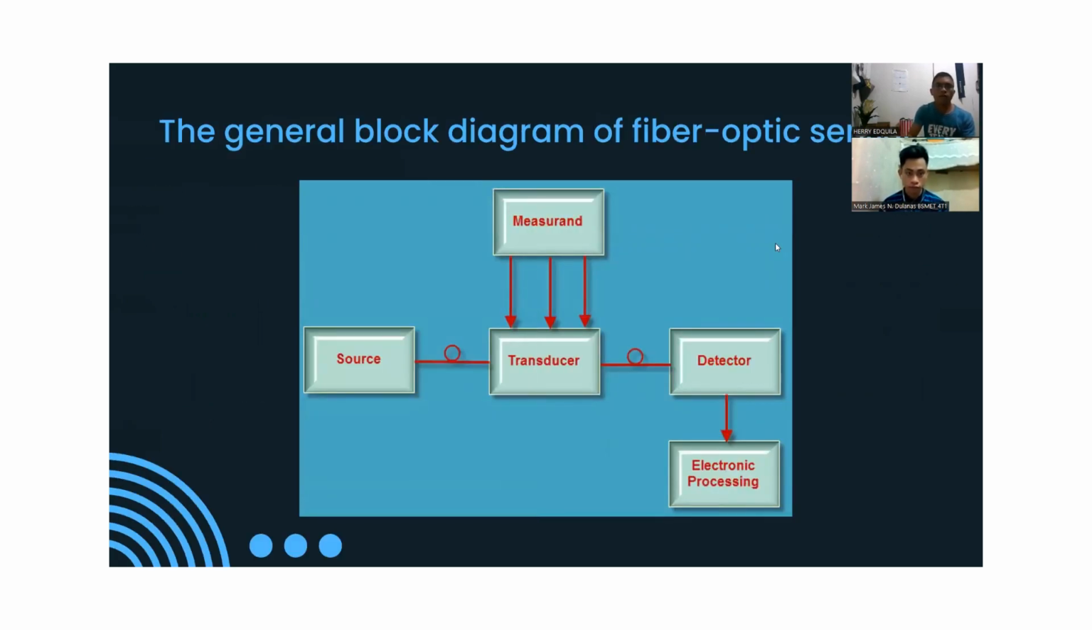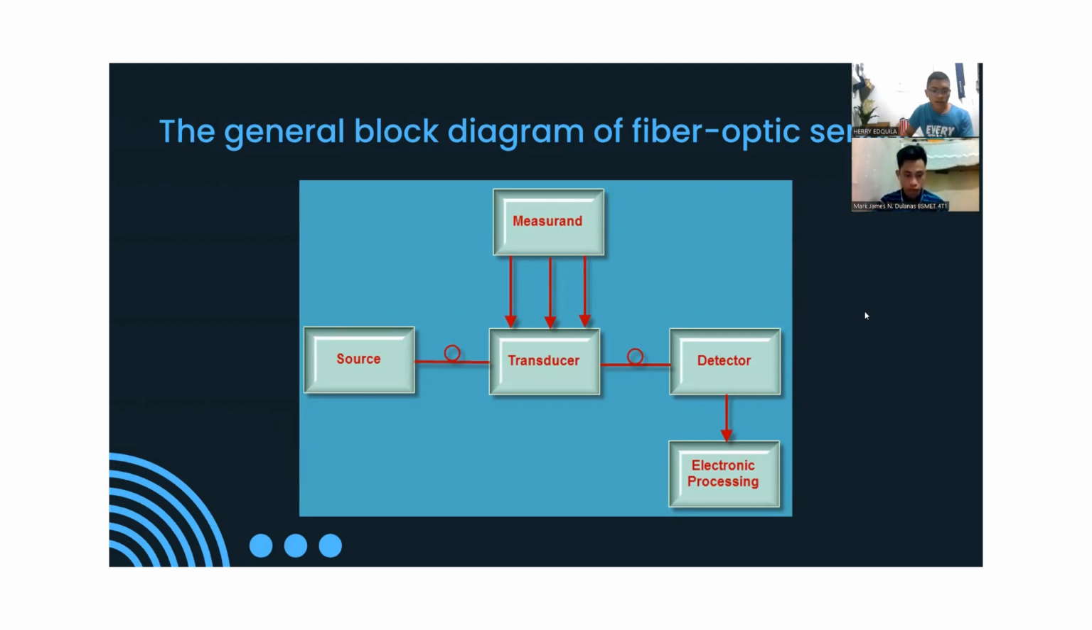So this is the general block diagram for fiber optic sensors. The general block diagram of a fiber optic sensor consists of an optical source such as a light emitting diode, laser or laser diode, an optical fiber sensing element, an optical detector, and processing devices such as an optical spectrum analyzer or oscilloscope.